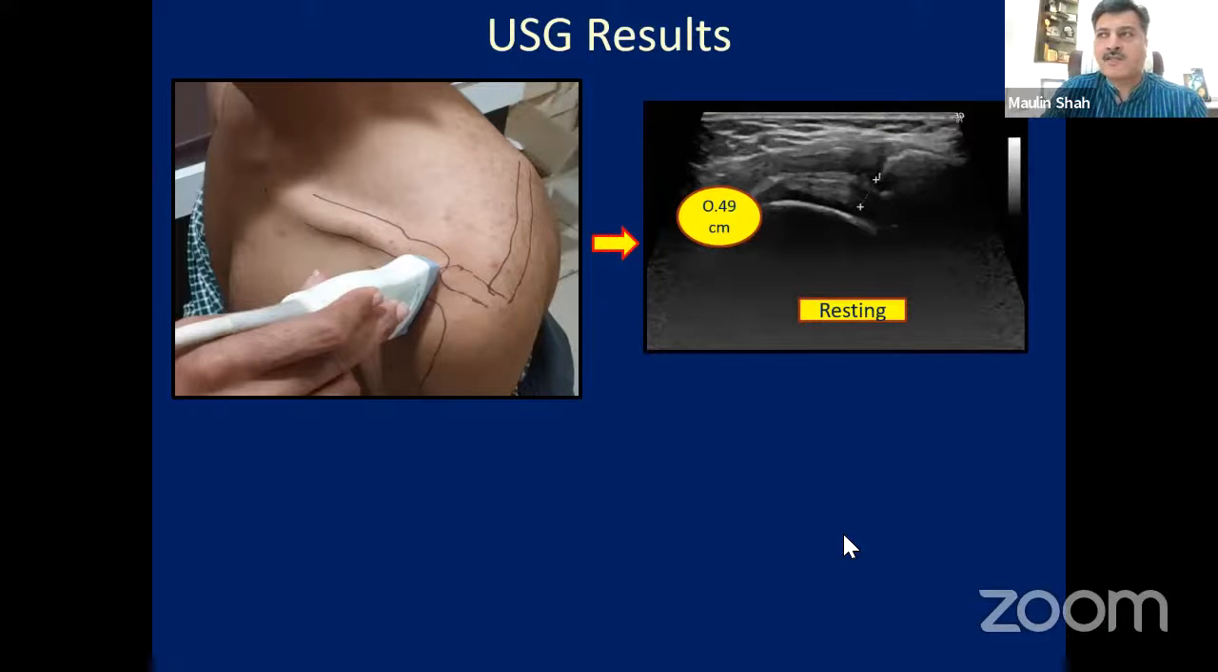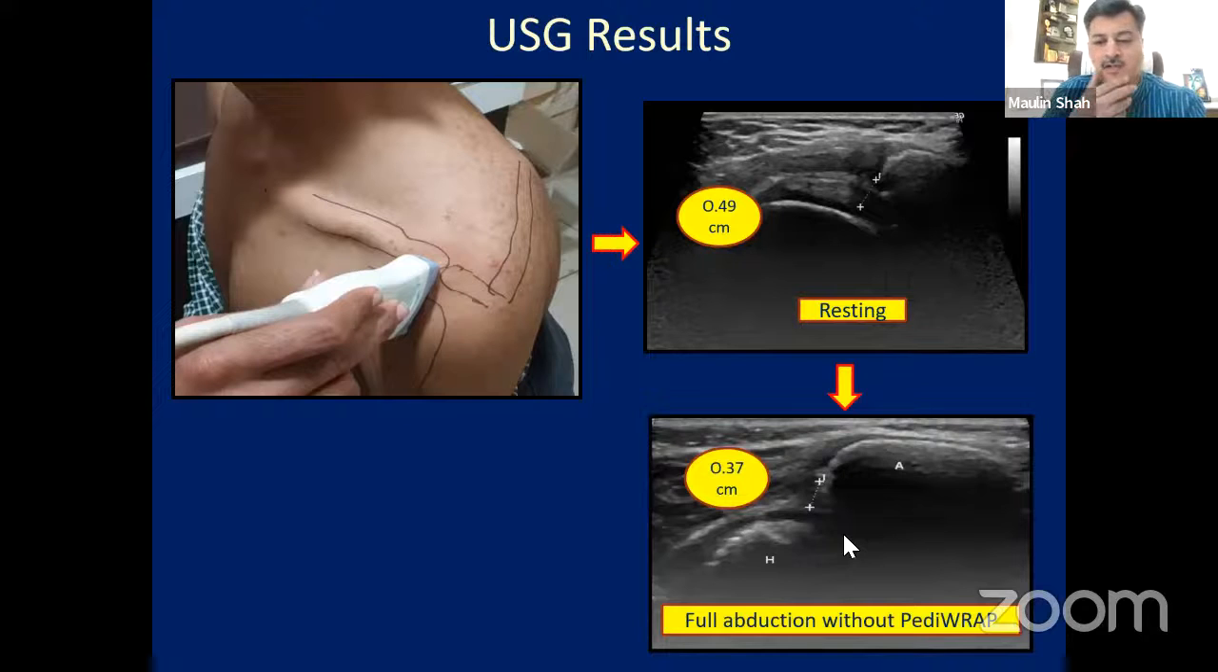When the child lifts the arm, it reduces to 0.37 centimeters. Now, we all know that with increasing abduction, the center of rotation of the humerus gradually descends down. And so by that mechanism, the greater tuberosity is cleared of the acromion. So ideally, this distance should increase.